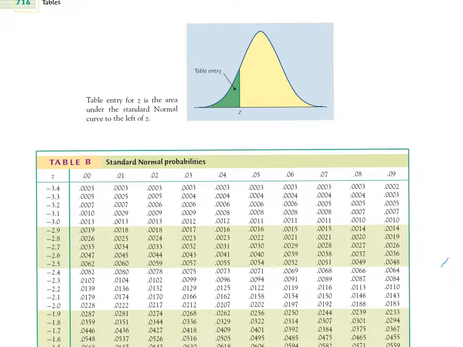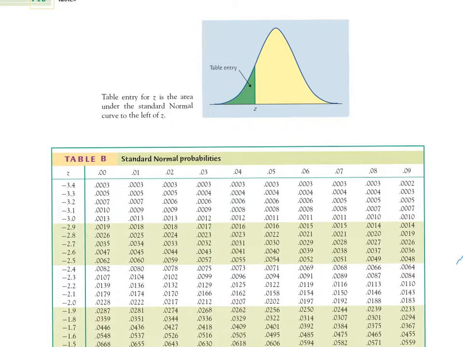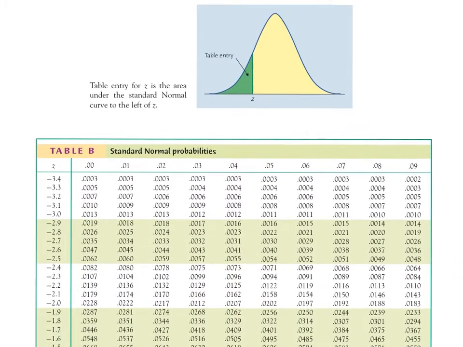In this video, I'll explain how to find areas for given z values. So we're looking at the standard normal probabilities from table B. These are the probabilities or areas under the standard normal distribution.